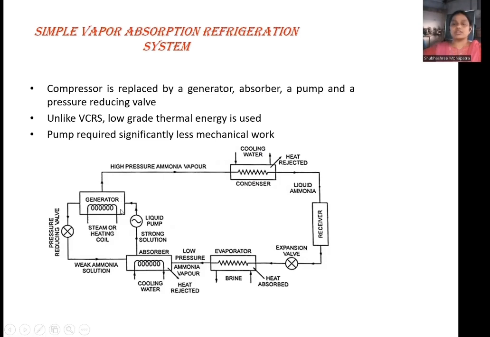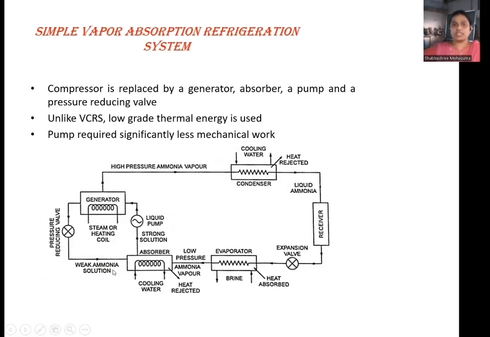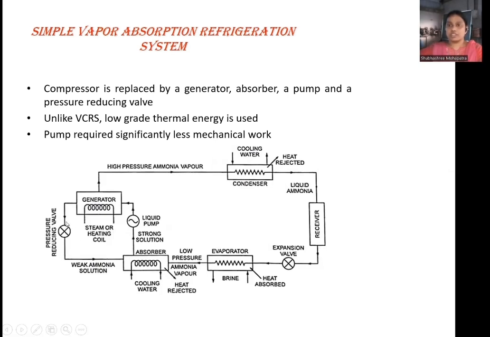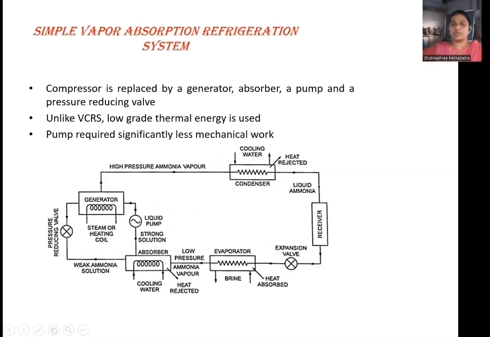At the generator, as the vapor ammonia has been released, a weak solution is left. This weak solution then comes to the absorber again through the pressure reducing valve. As the pressure was already increased through the liquid pump, here we are using a pressure reducing valve, as a drop in pressure has a high tendency to draw vapor ammonia from the evaporator. So this is how the simple VARS system works.